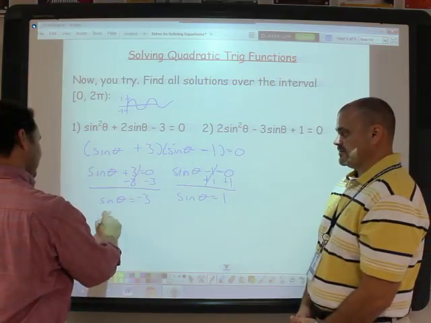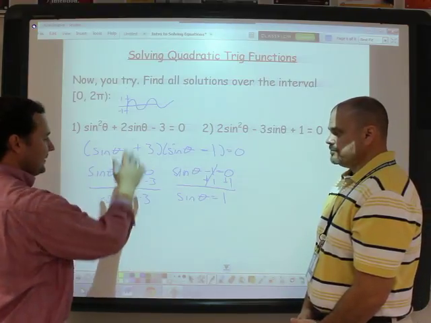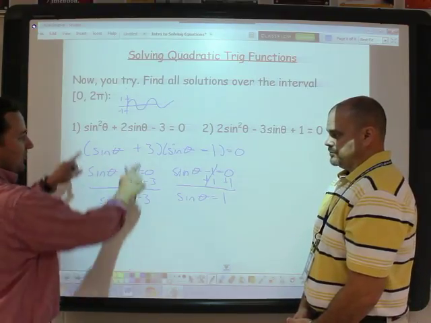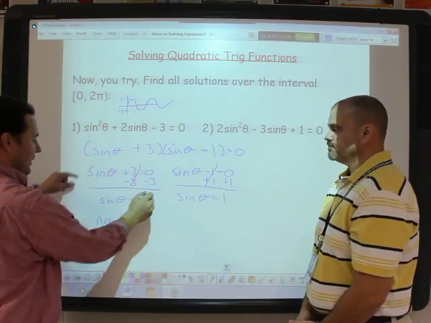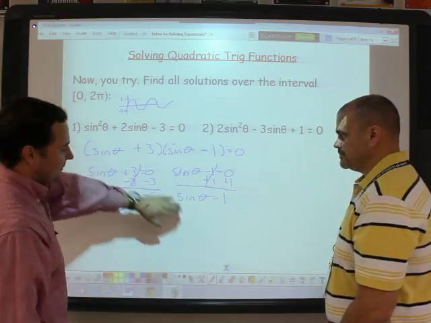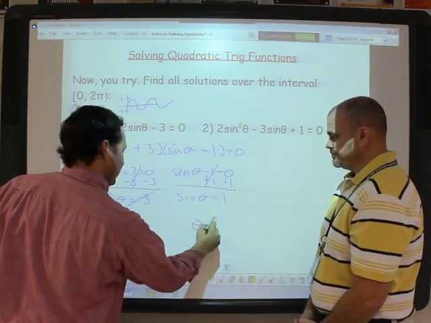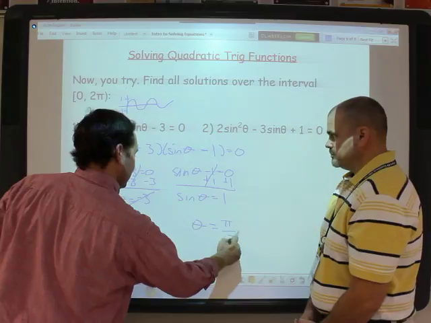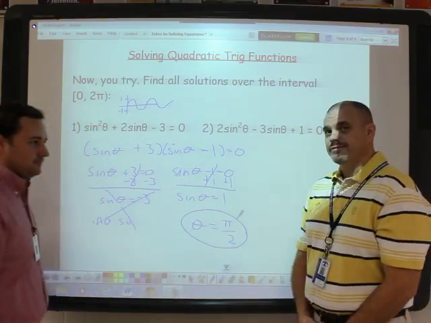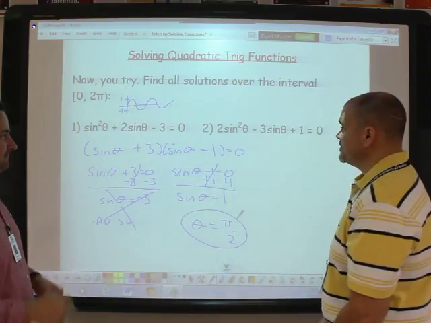That's right. So it's not that the equation itself has no solution. It just means this factor will never equal 0. So I can throw that factor out, but sine will be 1 at pi over 2. So I only have one solution for this quadratic. All that work for one solution. Yep. It happens.